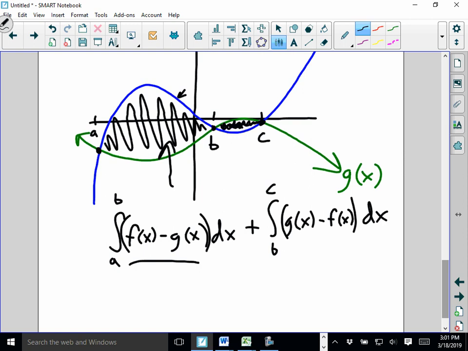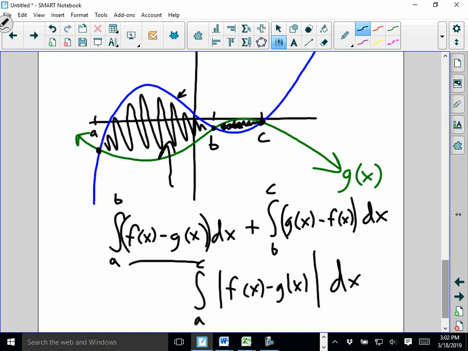So you could replace this whole thing with the integral from a all the way to c of the absolute value of f of x minus g of x dx. The absolute value must be inside of the integral here. And I can do f of x minus g of x, or I could do g of x minus f of x, because it doesn't matter the order that I do them in, I just need to subtract them and make it positive. Okay?